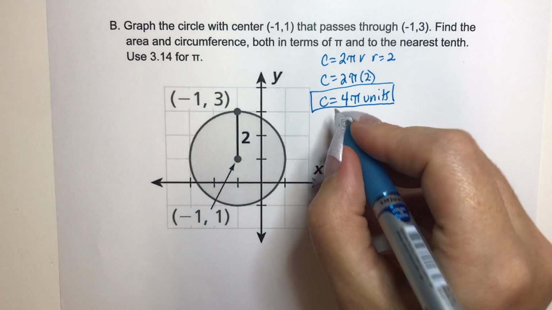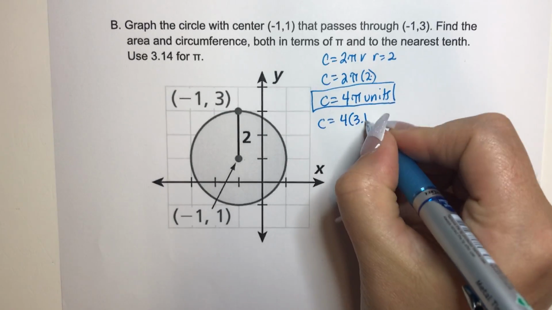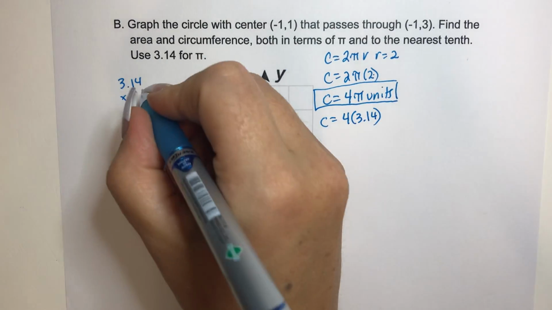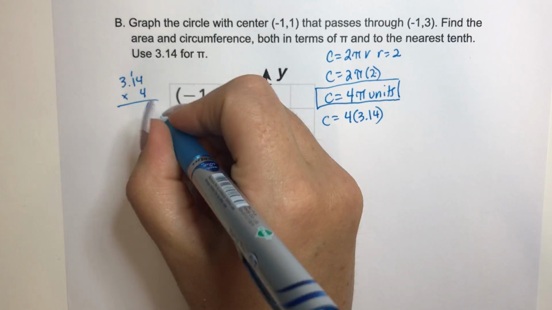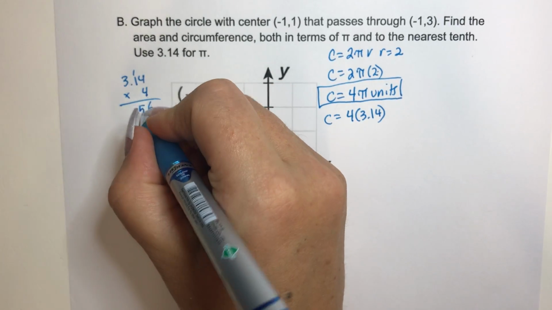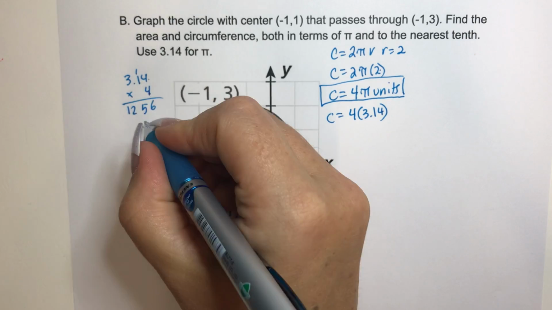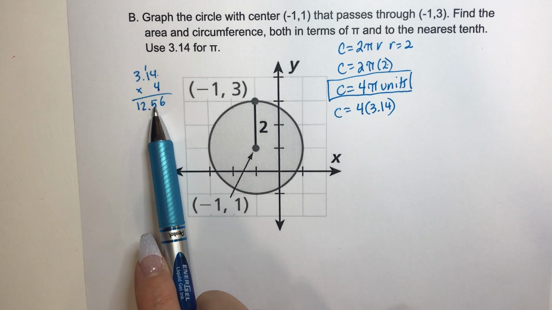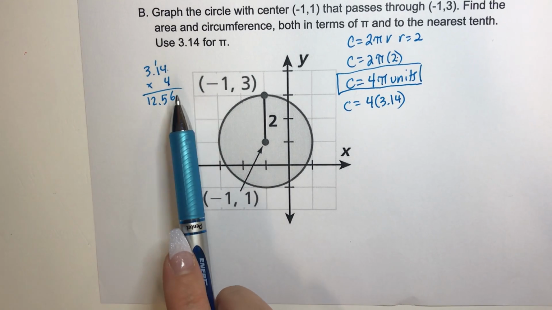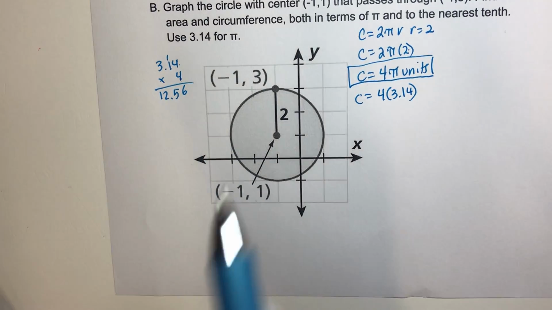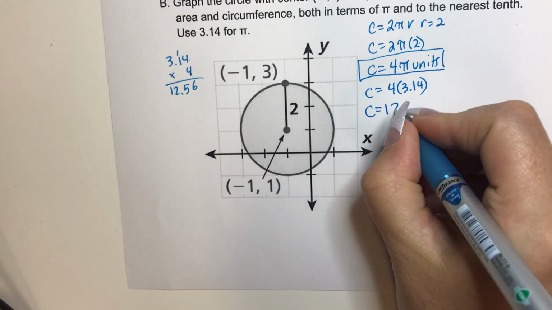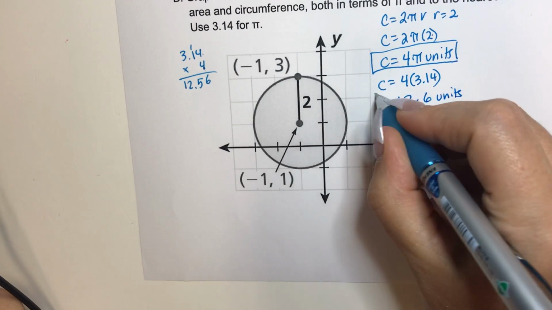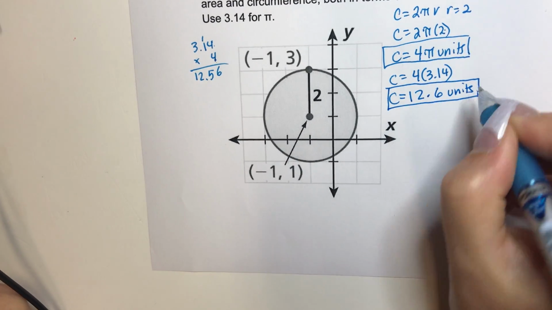Then we need to find it to the nearest tenth. So we're just going to go ahead and substitute that 3.14 in there and then take it over here. 3.14 times 4. 4 times 4 is 16. Right, 6 carry the 1. 4 times 1 is 4 plus 1 is 5. 4 times 3 is 12. And then there are 2 decimal places. So we put the decimal after the 2 places here. Okay, we'd round to the nearest tenth. This is 5. We look to the hundredths. That's going to round this up to 6. So our answer for circumference is 12.6 units. That is our answer.